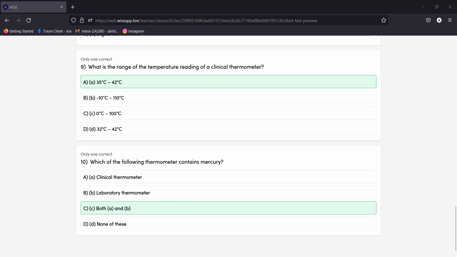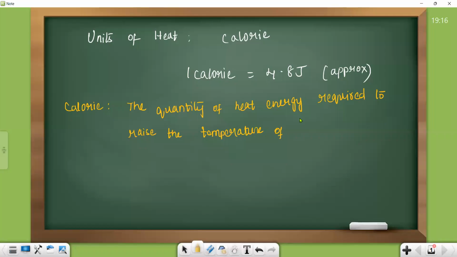The amount or the quantity of heat energy required to raise the temperature of... I'm not sharing a screen. Are you sharing a board? Yes, okay. Can you see now? Yeah.